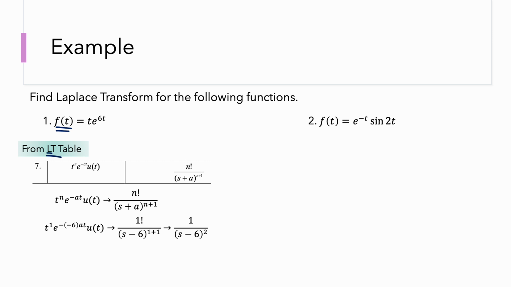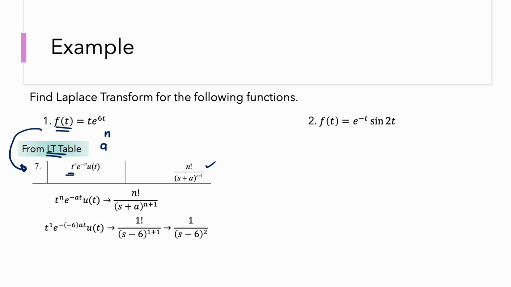From the Laplace transform table, we can see the most similar to the equation that is provided to us is row number 7, where the equation is t^n e^(-at) u(t). So there are two variables that we need to identify, the value of n and the value of a. Then we will get our S domain expression.